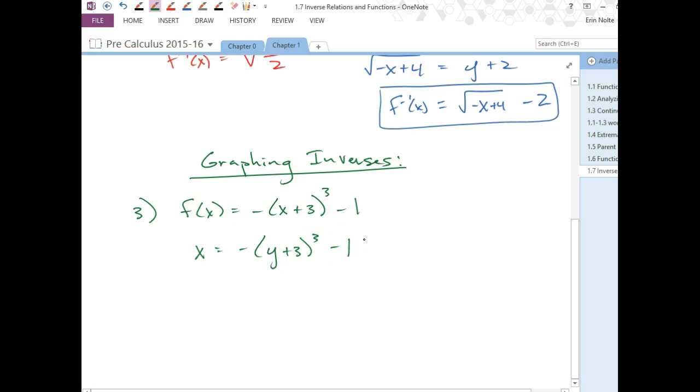Okay, what do I do next? And then you're going to add the 1. Okay, so add 1 first. So x plus 1 equals negative y plus 3 cubed. Okay, then take away the negative. Get rid of the negative.